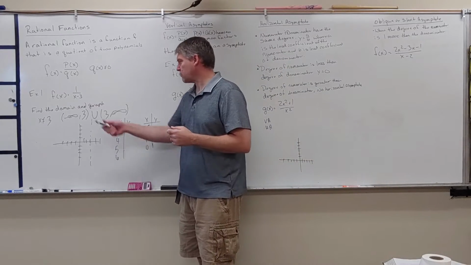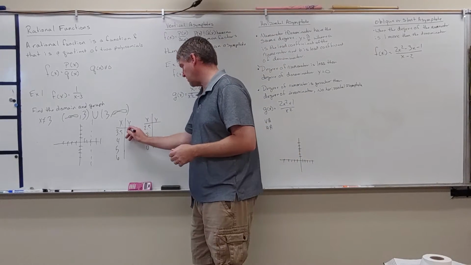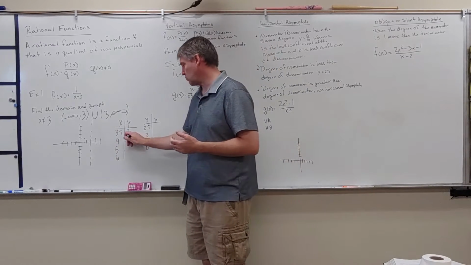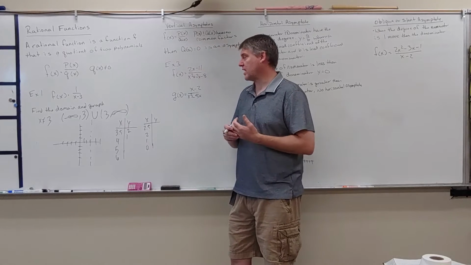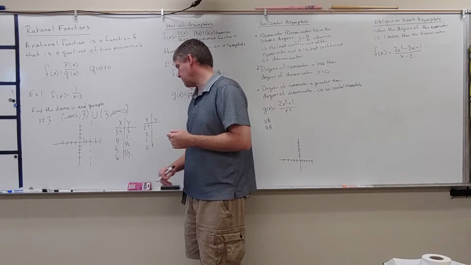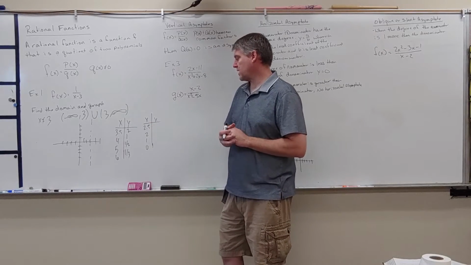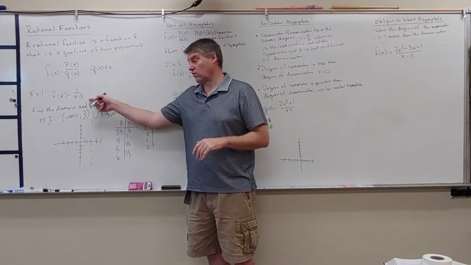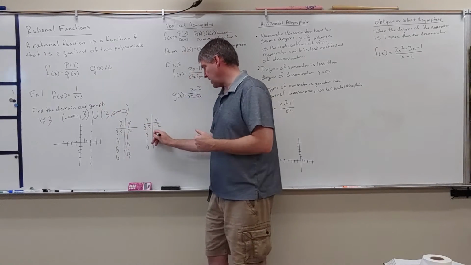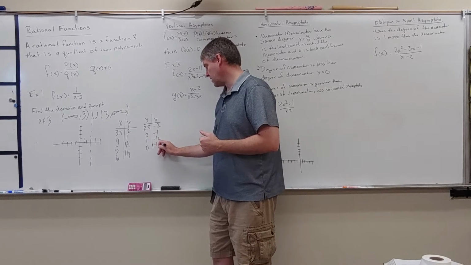If I plug in 3.5, I get 1 over 3.5 minus 3, which is 1 over 0.5, which is going to give me 2. If I plug in 4, I have 1 over 4 minus 3, which is 1. I plug in 5, I get 1 over 2, which is a half. I plug in 6, I get a third. So that gives me this side of the graph. If I plug in 2.5, I get 1 over negative 0.5, which is negative 2. 2 will give me negative 1. I plug in 1, I get negative 1/2. I plug in 0, I get negative 1/3.